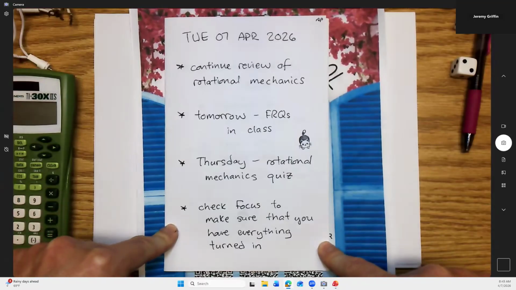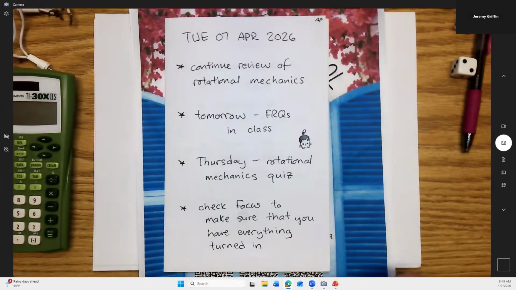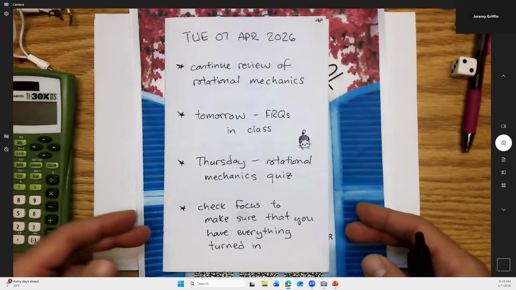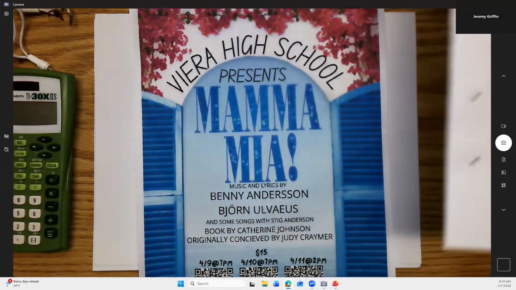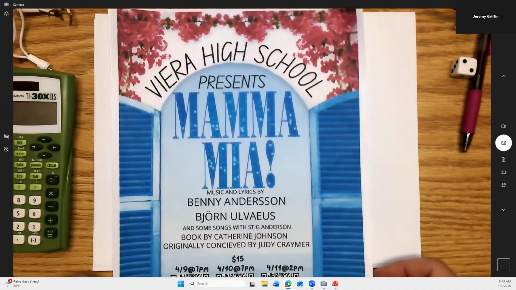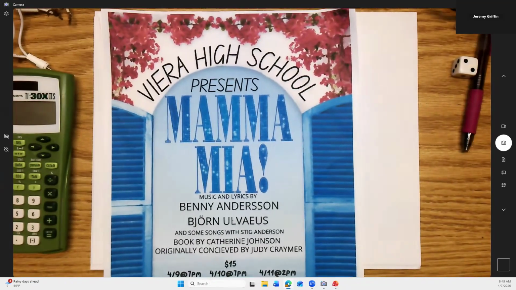Check focus. Make sure that you have everything turned in. You're not missing any assignments. A lot of you guys turned in the most recent quiz yesterday, the energy momentum, and so I got that graded last night or so. Turn that in today, and I'll grade it as soon as I can. We have some things coming up pretty soon this weekend, the 9th, 10th, 11th. We're going to do that. There you go. All right.